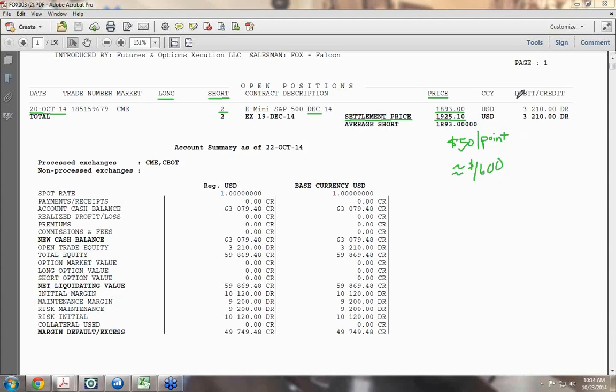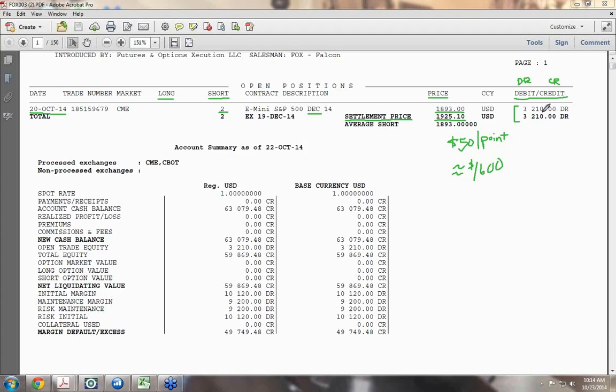Now, which is actually going to show you your unrealized profit or loss on the open position over here in the right column. Debit/credit. Debit is labeled as a DR. Credit is going to be a CR. So in this particular case, we're short from 1893. The market closed at 1925. We have a $3,210 DR or debit. That's an unrealized loss in this particular sense.